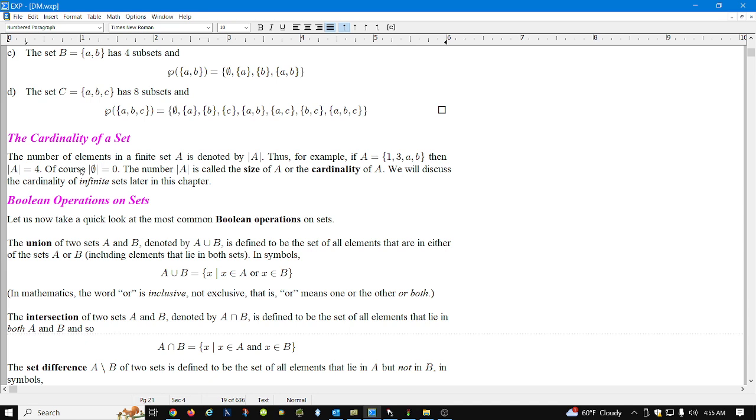The cardinality of a set is the number of elements in the set. So we'll define that now just for finite sets, and we'll deal with infinite sets later in the chapter. So this set, I guess I really don't need to tell you this, has size 4. The empty set has size 0. The size of a set is also referred to as the cardinality of that set. And we're going to use that word quite a lot when we talk about infinite sets.